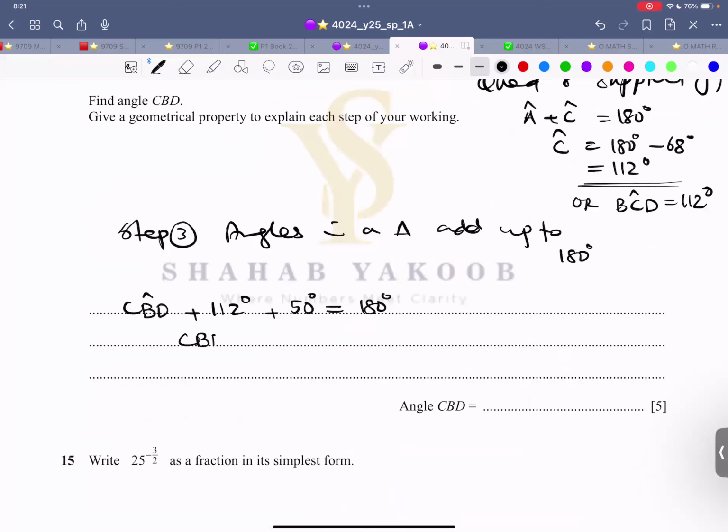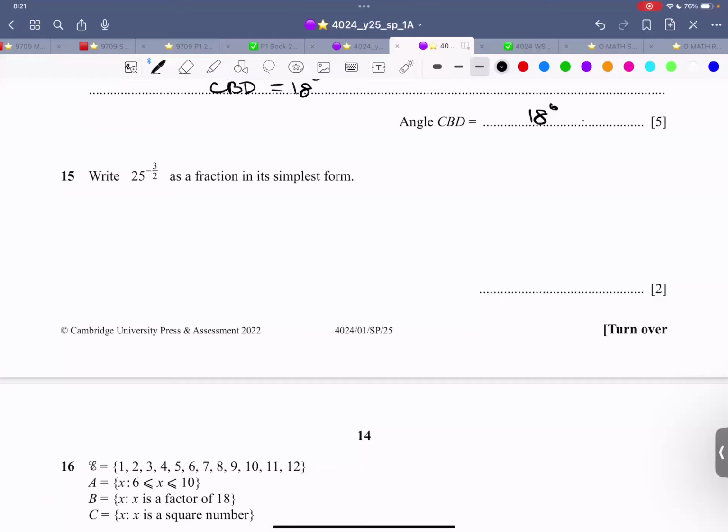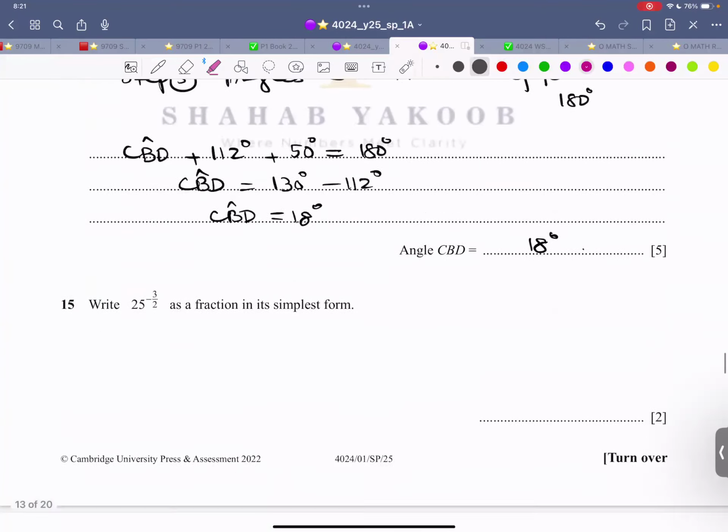Therefore, CBD is equal to 180 minus 50. That is 130 minus 112. Therefore, CBD is equal to 18 degrees. So CBD is 18 degrees, and that's the answer for this part. Question 14 is done. 15 is this one. And then let me draw another line over here for the next set of questions.